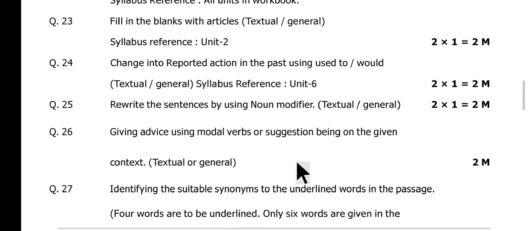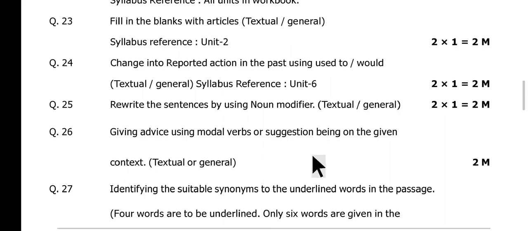Now question number 25, rewrite the sentences using noun modifier. It can be textual or general. So this is the newly released grammar item. We have to study this elaboratively, and we will also do a small video on this noun modifier as a grammar topic. Question number 26, giving advice.